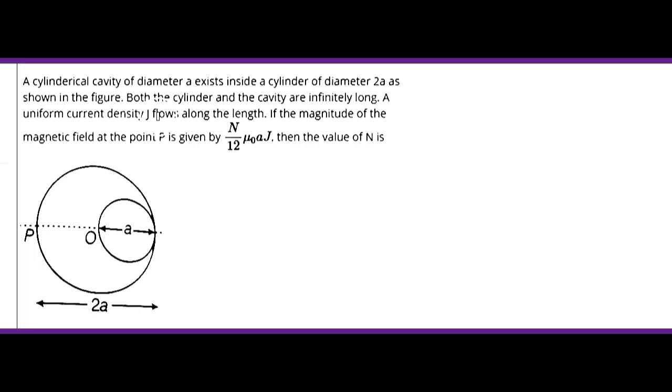A uniform current density J flows through the length. Now if the magnitude of the magnetic field at point P is given to be n by 12 mu naught AJ, we need to find the value of n. How can we do this? We can say that this whole cylinder is our cylinder, and this is our cavity.